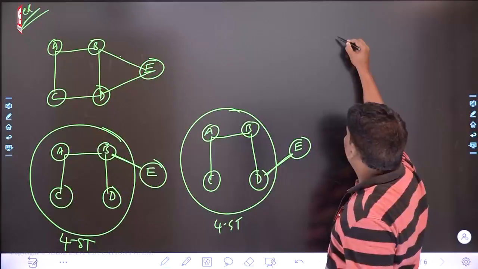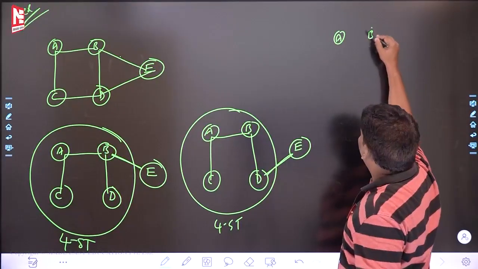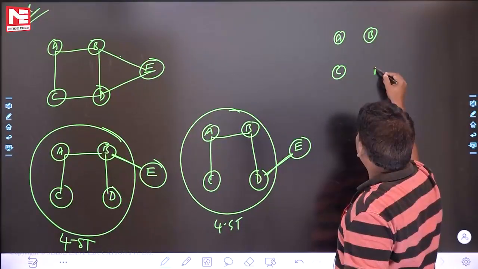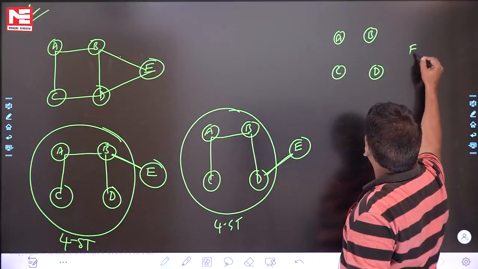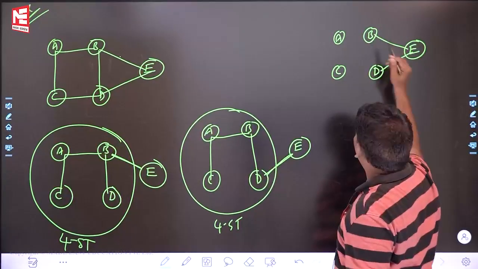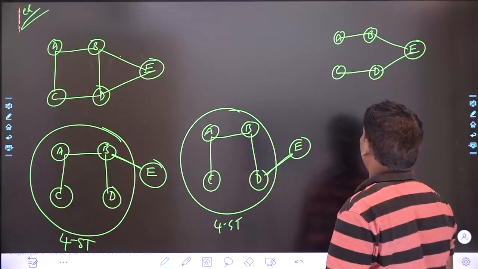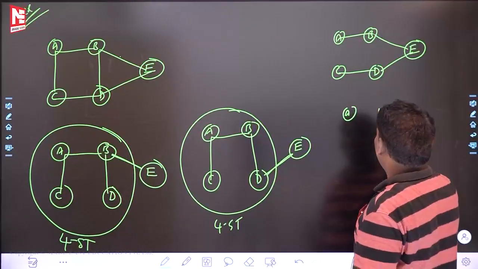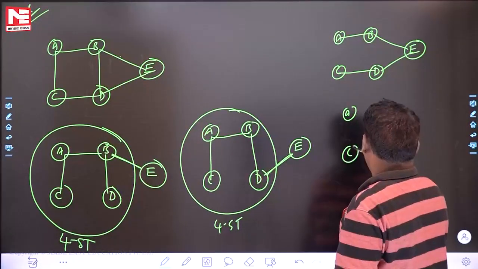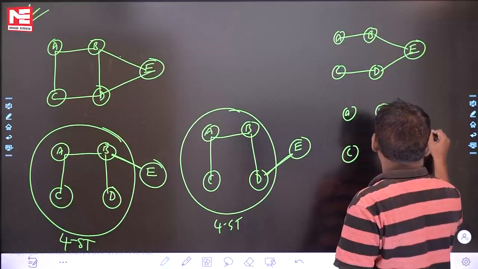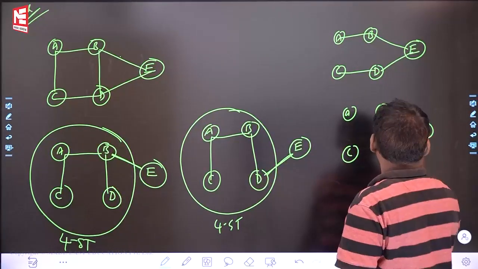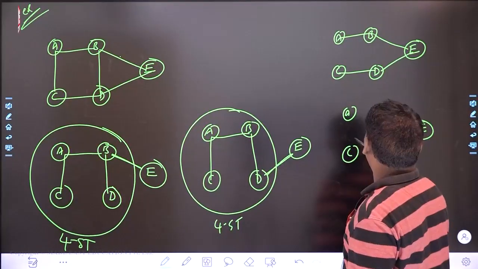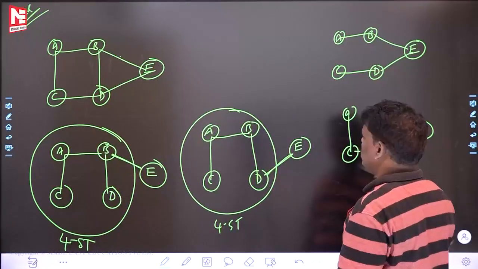See this one, A, B, C, D and E. These 2 are compulsory. I think this may be one spanning tree. Next one, A, B, C, D and E. This will be as it is. I think this may be one more spanning tree. Check.